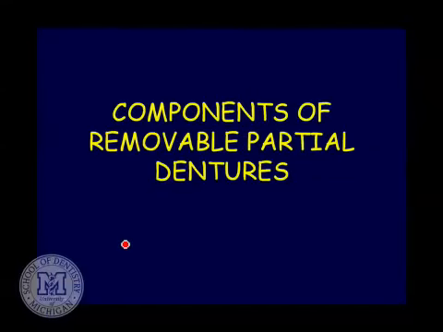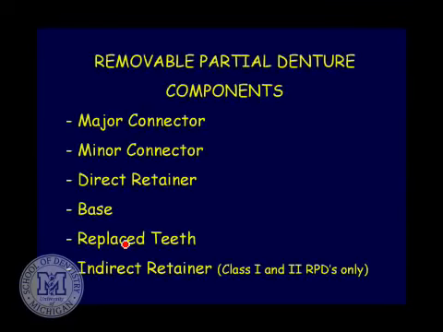So now that we've talked about the types of partial dentures, what are the different parts of a partial? Okay, you've basically got your major connector, your minor connector, a direct retainer, a base, replaced teeth, and indirect retainers for class 1 and 2 partials. So what do we look at for the different kinds of connectors? Again, this is all written down in your notes.